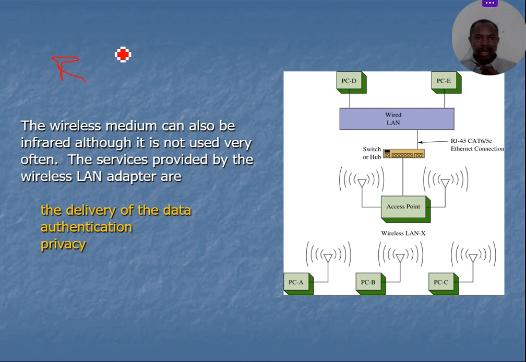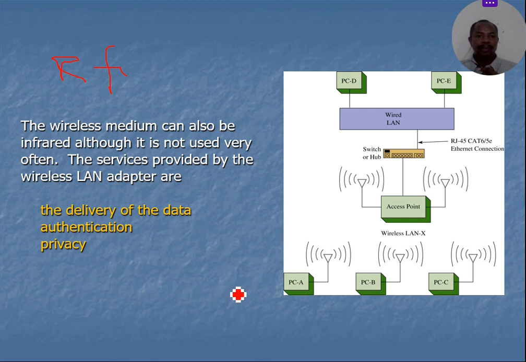Okay, the wireless medium can also be infrared. So not only RF frequency, although infrared is not so popular, we normally use the radio frequency wave. We transmit data using an RF medium. However, the data packet can be sent not only through the RF wave, it can also be sent using infrared. Although infrared, like I said, is not super popular.